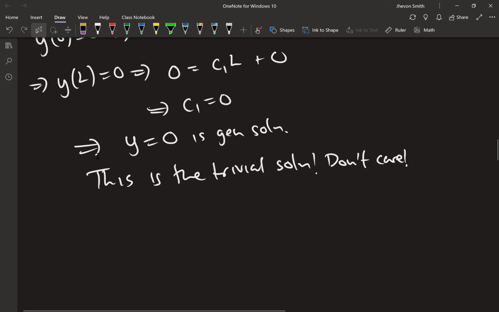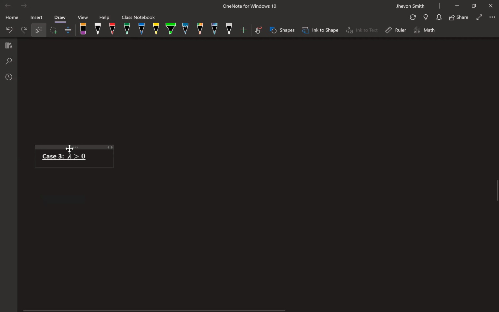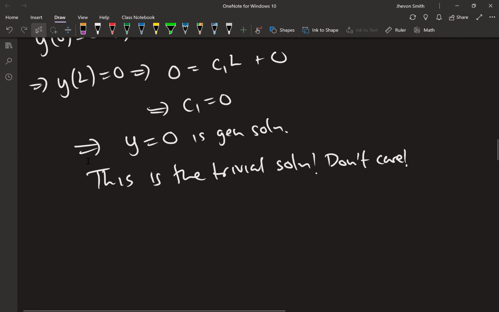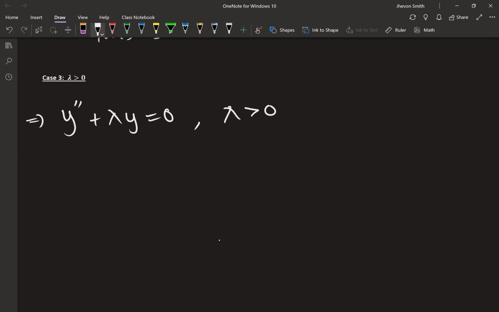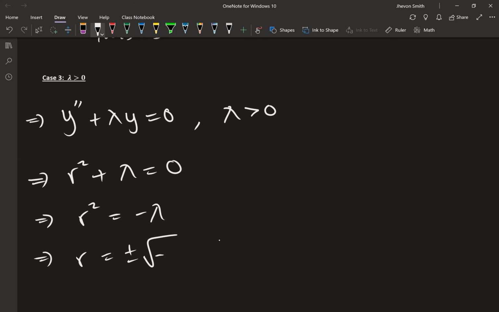All right, so one case left, and hopefully this one gives us something that's usable. So we go to the last case. Lambda is positive. So we're using y double prime plus lambda y equals 0. Lambda is positive. This means, again, you go by the characteristic equation. And so your r squared would equal negative lambda. And so your r would be plus or minus radical lambda.